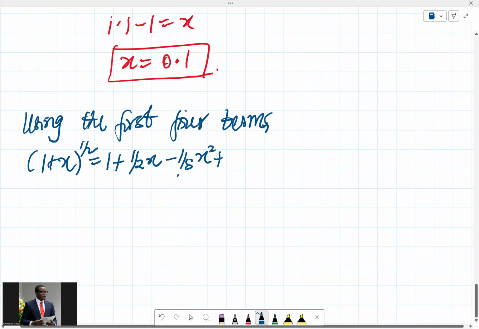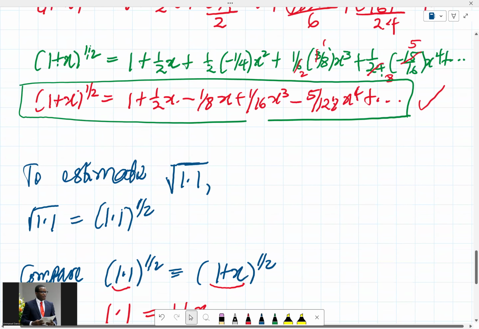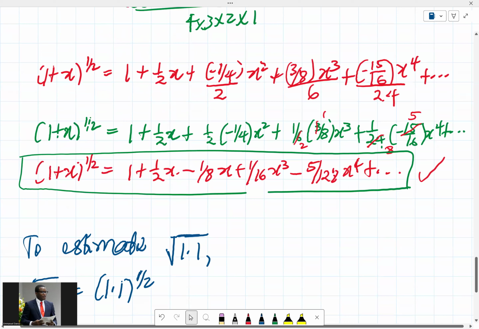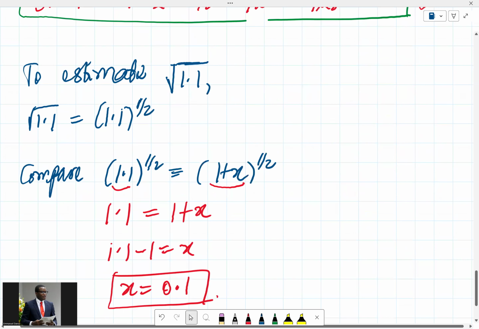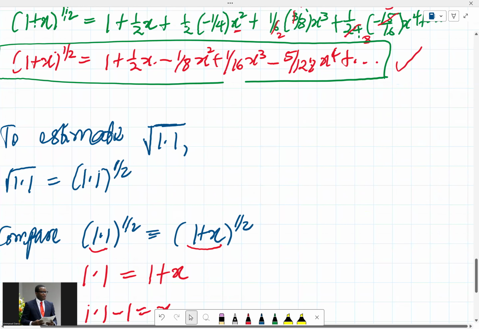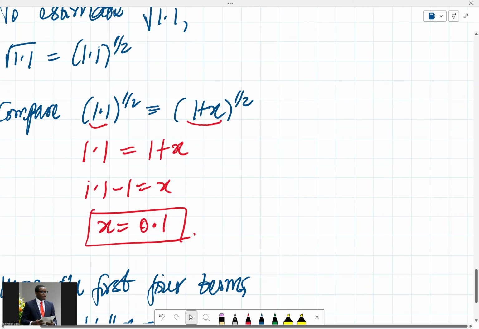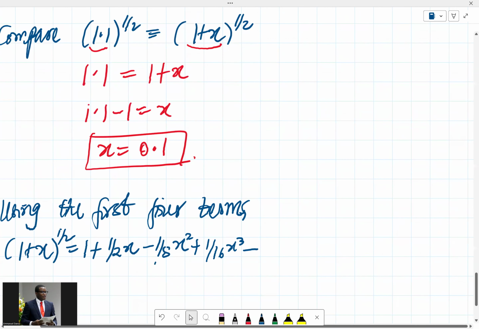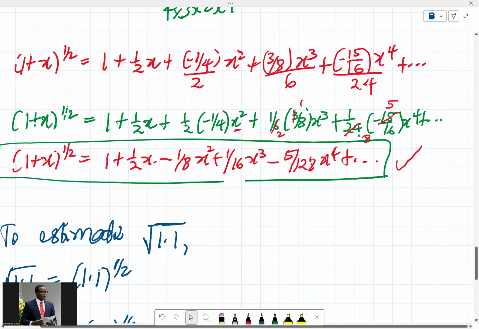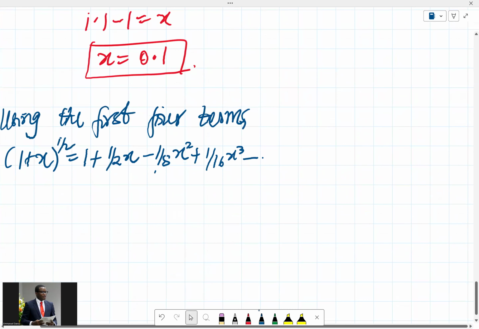I want 1 plus 1 over 8x squared, that is. All right, so this should be 1 over 8x squared. Where do we have? Yeah, it's x squared. 1 over 8x squared. Then plus 1 over 16x cubed, minus everything that follows. Okay, all the other things follow like that.